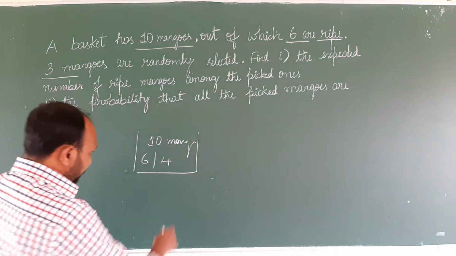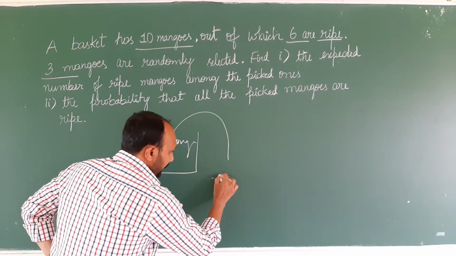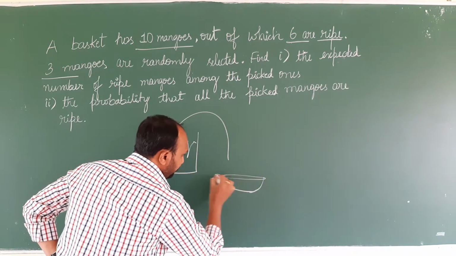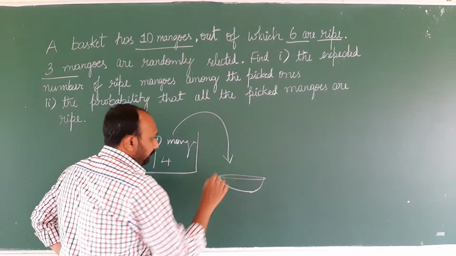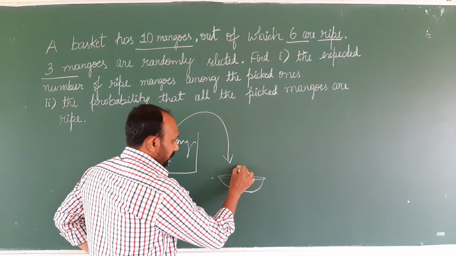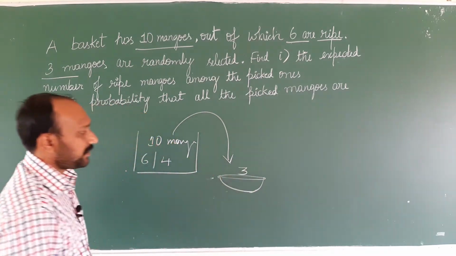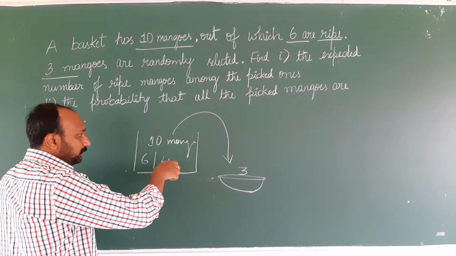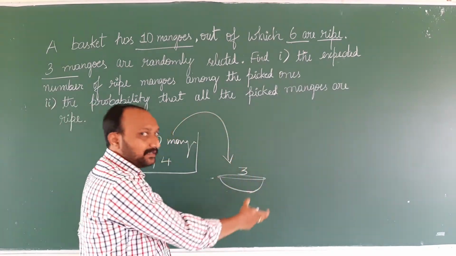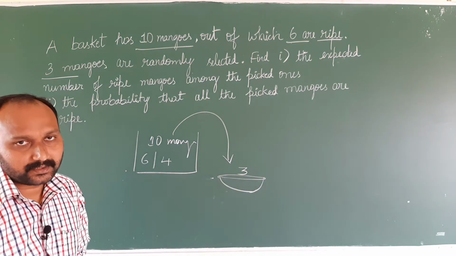Next, from this population we are drawing a sample. In the sample, how many mangoes will be there? We will be drawing a sample having 3 mangoes. So out of these 10 mangoes, we will be picking any 3 mangoes.